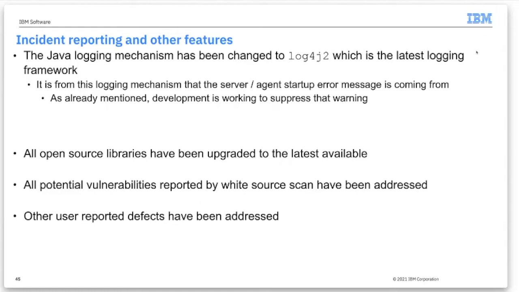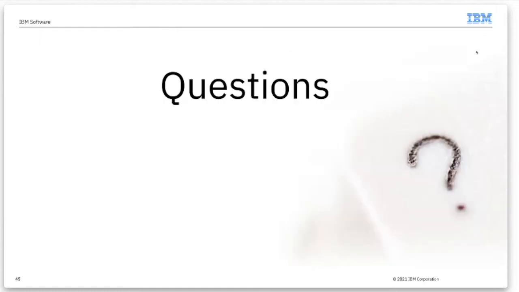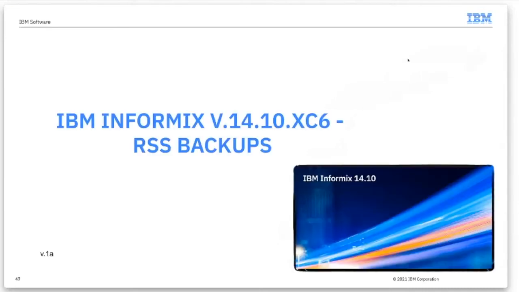I do know that planning is underway for an XC7 release of Informix sometime towards the end of the year, and there are new enhancements to IHQ that are planned for that release as well as v.next. So again, the IHQ team is continuing to work and build a better mousetrap for us to use. And with that, I think I've covered everything within IHQ. We'll go ahead and continue.